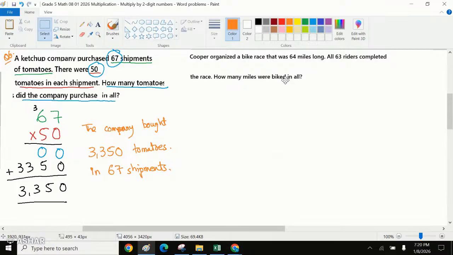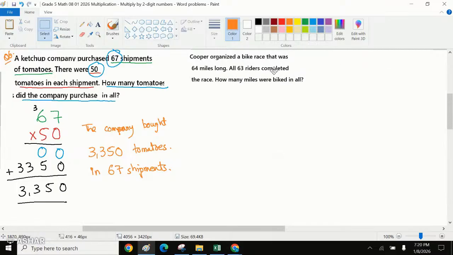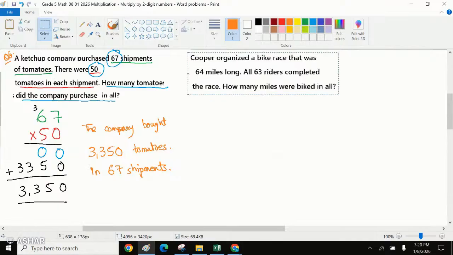Just a minute, please. Okay. See, I can also make mistakes. I read 65 rather than 64, right? So we have to be very careful while we are reading the questions, okay? So Cooper organized a bike race that was 64 miles long, right? The length of the race was 64 miles.